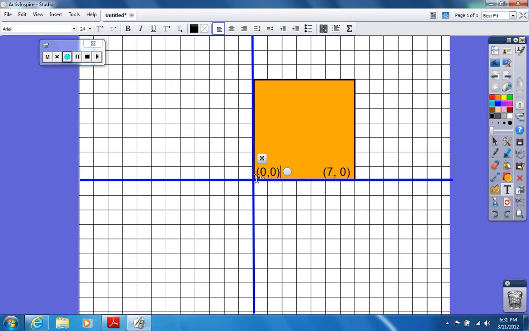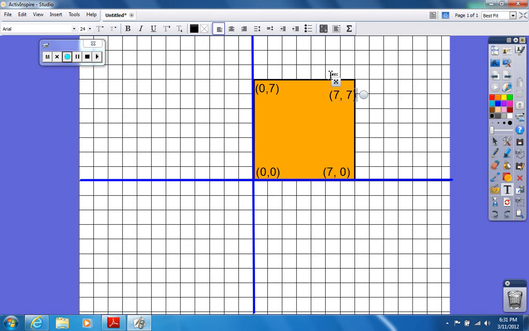Now, we're going to go up 7 spaces to get to the next coordinate because we know the length is 7. So that item is going to be 0, 7 because we went over 0 spaces and up 7. From this space, we will now go over 7 spaces. So we went up 7, over 7, making this coordinate 7, 7.